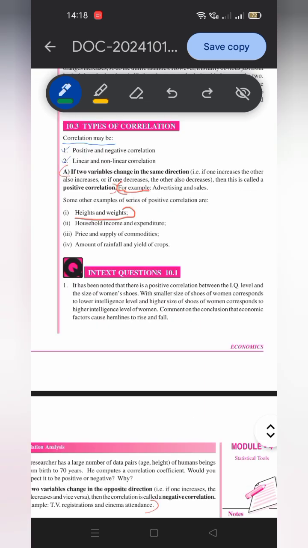Next topic, types of correlation. Correlation may be positive and negative correlation. Second, linear and non-linear correlation. Positive and negative correlation. Positive correlation: if two variables change in the same direction, that is, if one increases, the other also increases, or if one decreases, the other also decreases, then this is called a positive correlation. For example, heights and weights.